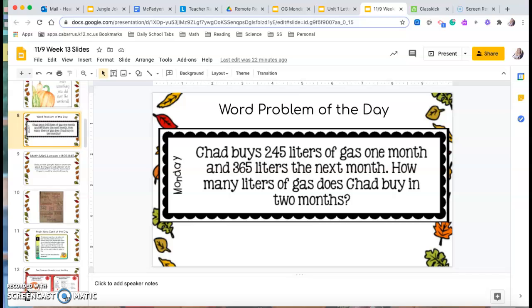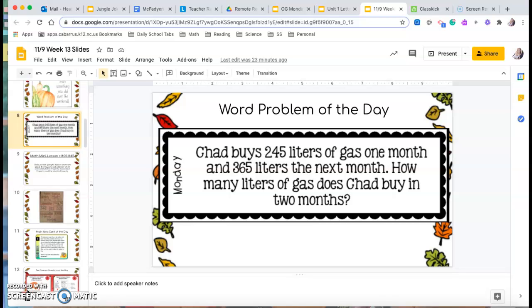Well, what number should be first? Correct, 245. What number should be next? Correct, 365, and you're putting them on top of each other. So 245 goes first, 365 goes second. Make sure the numbers are lined up. Beside them, we're going to do the expanded form strategy. So we know that each one of these numbers has 3 digits. So go ahead and make your lines on your piece of paper.